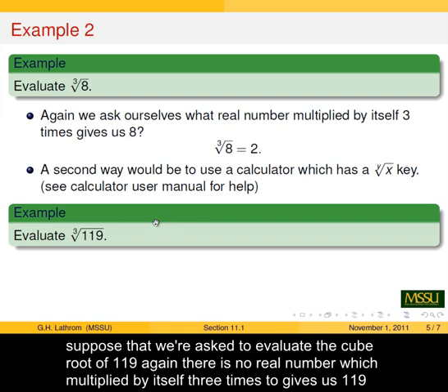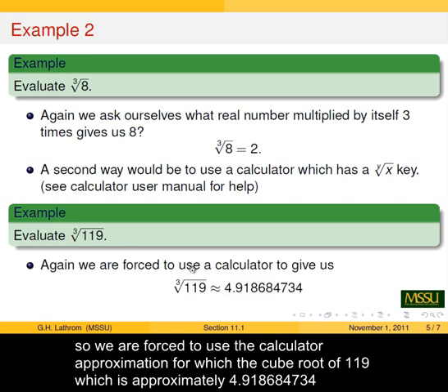Suppose that we are asked to evaluate the cube root of 119. Again, there is no nice real number that we multiply by itself 3 times to give us 119. So we are forced to use a calculator approximation, for which the cube root of 119 is approximately 4.918684734.